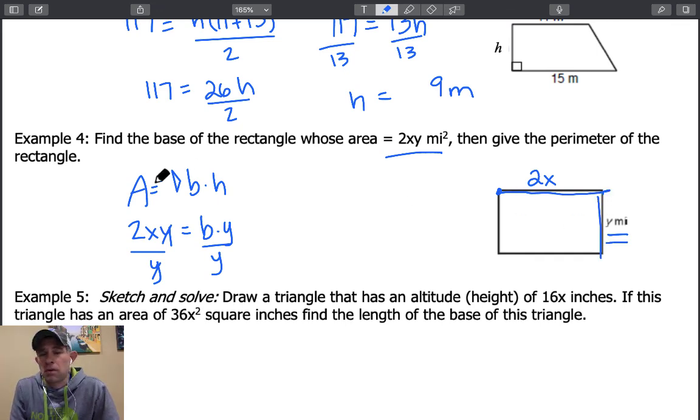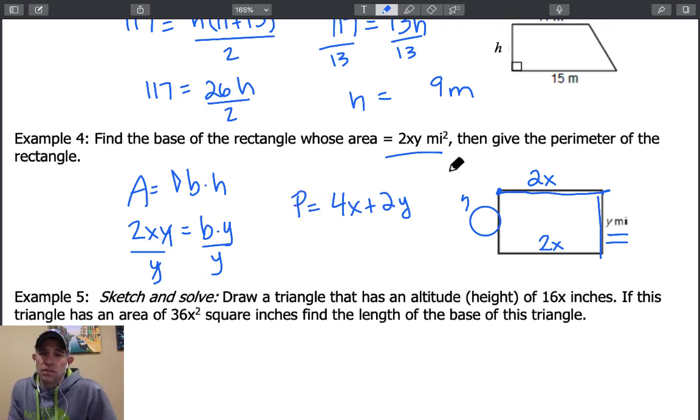Now I want to find the perimeter of that rectangle, which means I need to add up all my sides. So I got a 2x plus a y plus another 2x, and I'm going to write the last side again as a y. And then that means I'm going to have 4x plus 2y, and that's going to be equal to my perimeter. All right, now this is all in miles, and it's not miles squared because I'm talking about perimeter and not area.